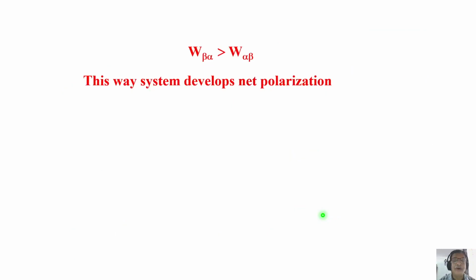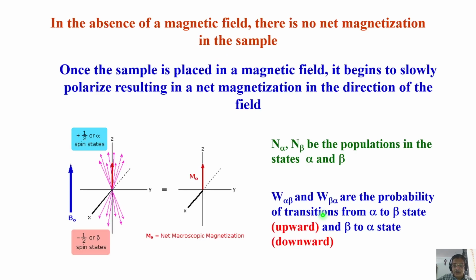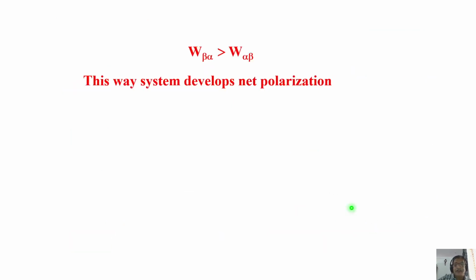It has to be that W beta alpha is larger than W alpha beta. You know why? That is the only situation in which you can see W beta alpha, that is from downward to upward, the probability to transition from alpha to beta, beta to alpha. Okay, alpha to beta, beta to alpha. So this one, W beta alpha, has to be larger.